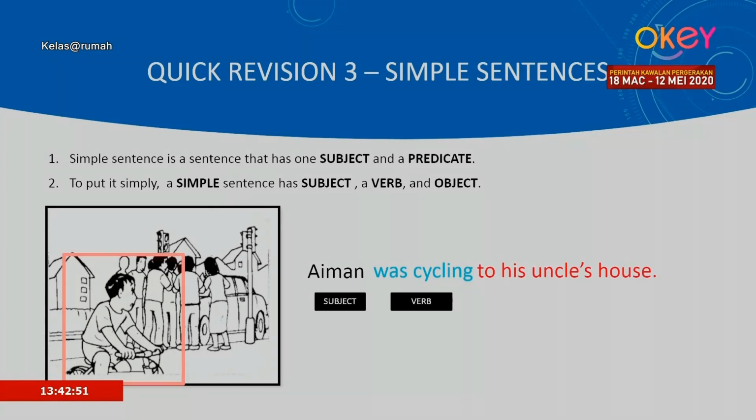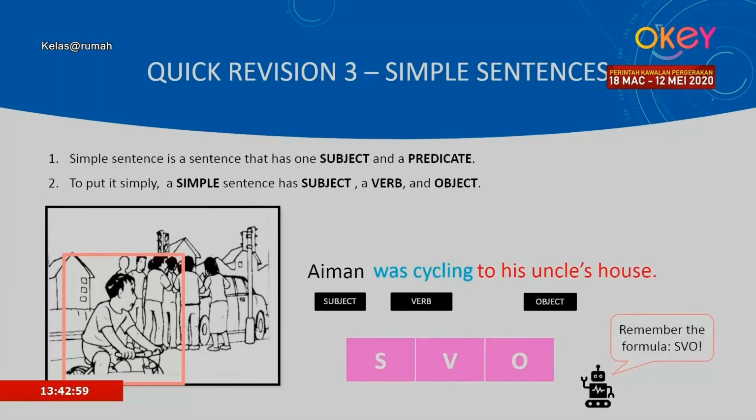So there you go, guys. The SVO. Remember the formula. That is the very basic way to construct a simple sentence. Alright guys, now let's upgrade ourselves and do a quick revision on compound sentence. Just now, we have learned how to construct simple sentence by using the formula SVO. So what if you have two SVOs and the sentences are related to one another and you want to combine them? Yes. The answer is compound sentence.